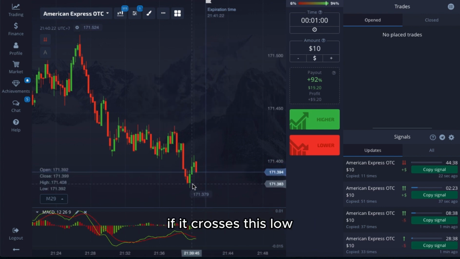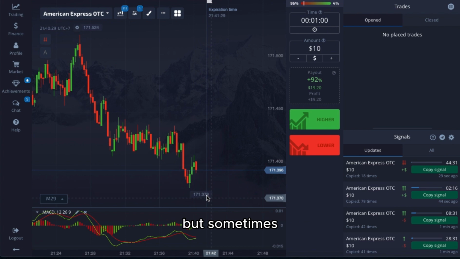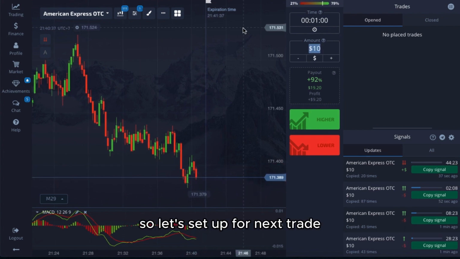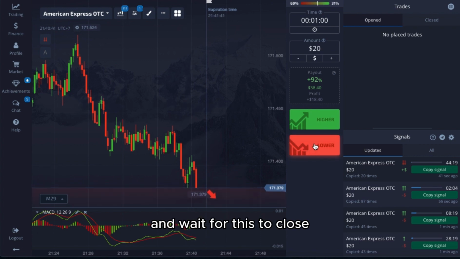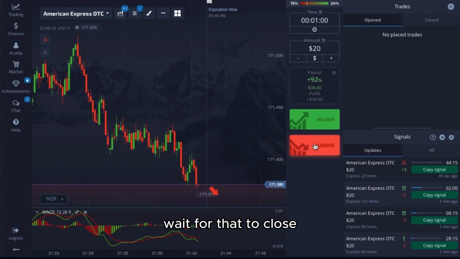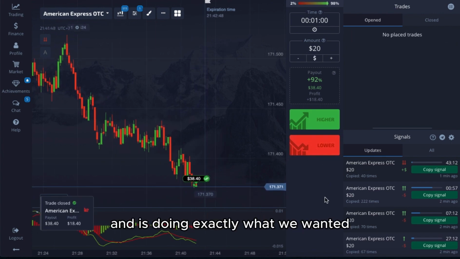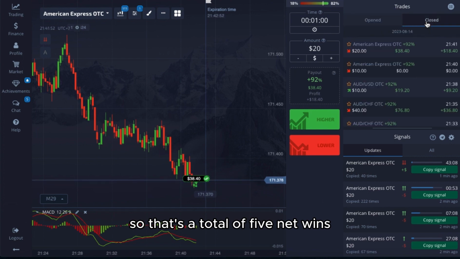If it crosses this low, I will take put trade. So sometimes it may cross up and then cross back down, but sometimes if it does not, you'll have to break the next low. We might get it, so let's set up for next trade and wait for this to close. Wait for that to close. Here we go. It's a very steady trend and it's doing exactly what we wanted. So that's a total of 5 net wins.